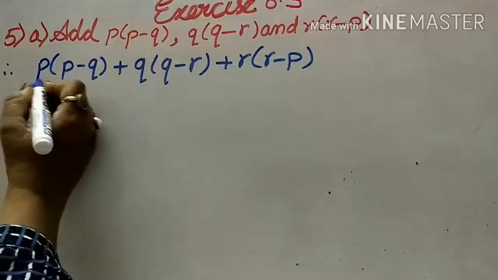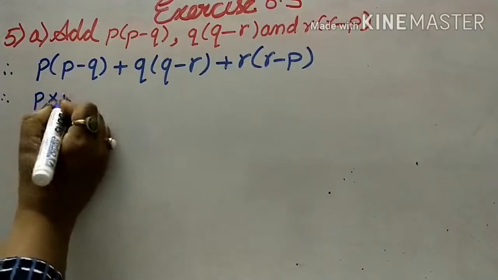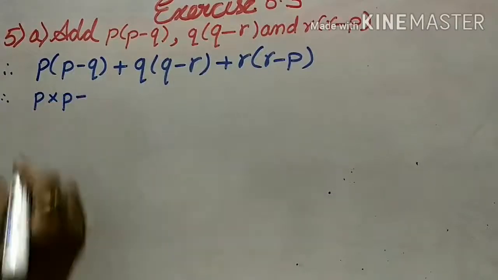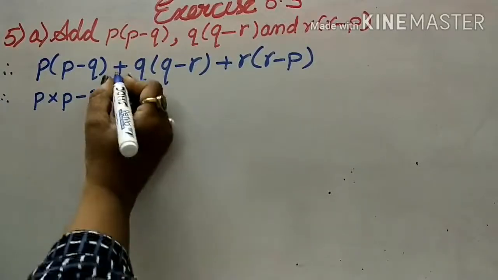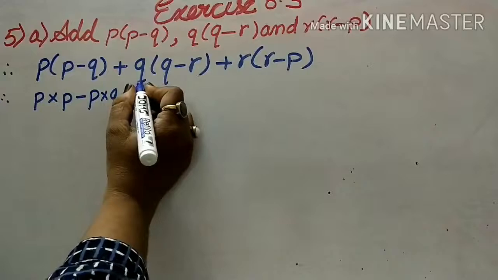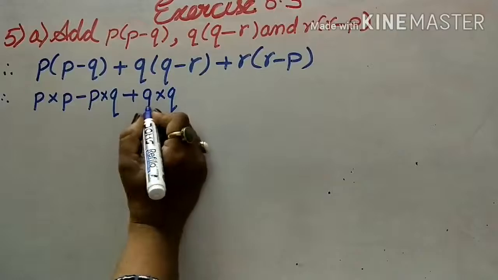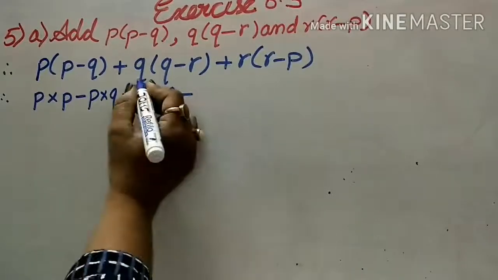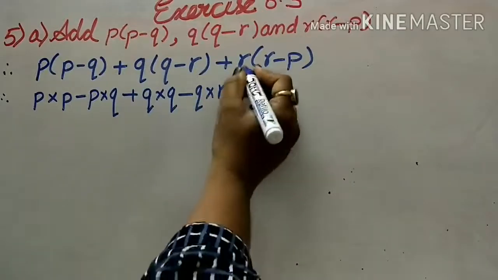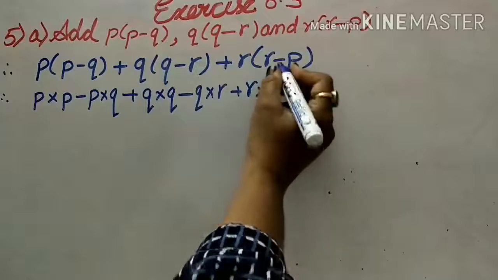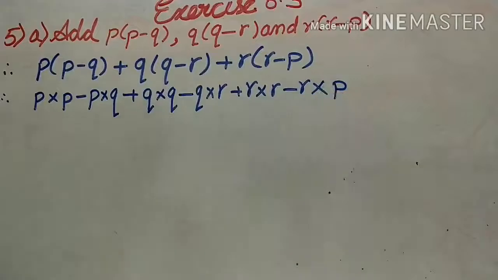Now we know that this P we have to multiply to this whole bracket. Therefore, P into P. Now this minus sign as it is. Now this P we have to multiply to this Q, P into Q. This plus sign. Now this Q we have to multiply to Q minus R. Q into Q. This minus sign as it is. Now this Q into R, Q into R plus sign. R into R. This minus sign. Now this R into P, P. Now multiply this.